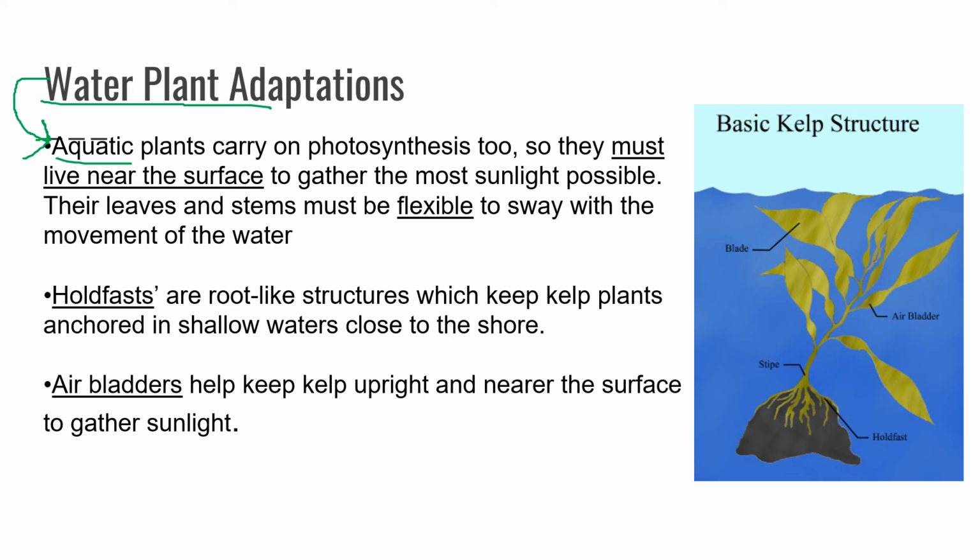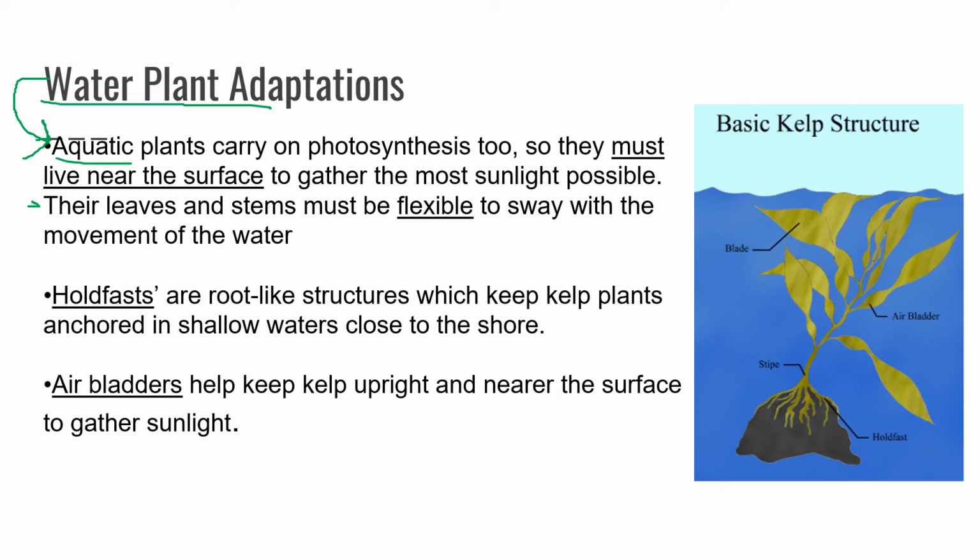Okay. Sunlight can only penetrate so far into the water. The deeper you go, the darker it gets. So in order for the plants to grow, they have to be able to reach as close to the surface as possible in order to gather the most sunlight possible. Another adaptation, I guess this could technically be another bullet point here.